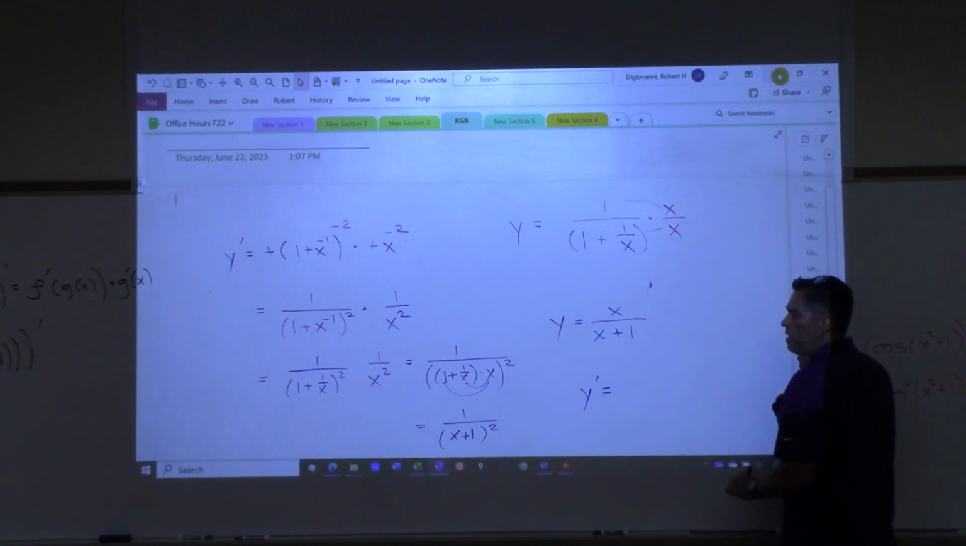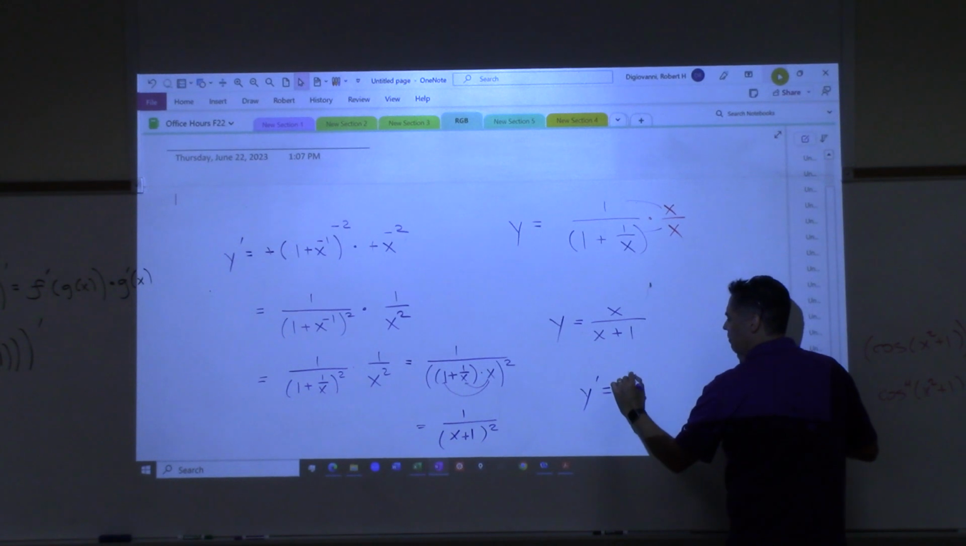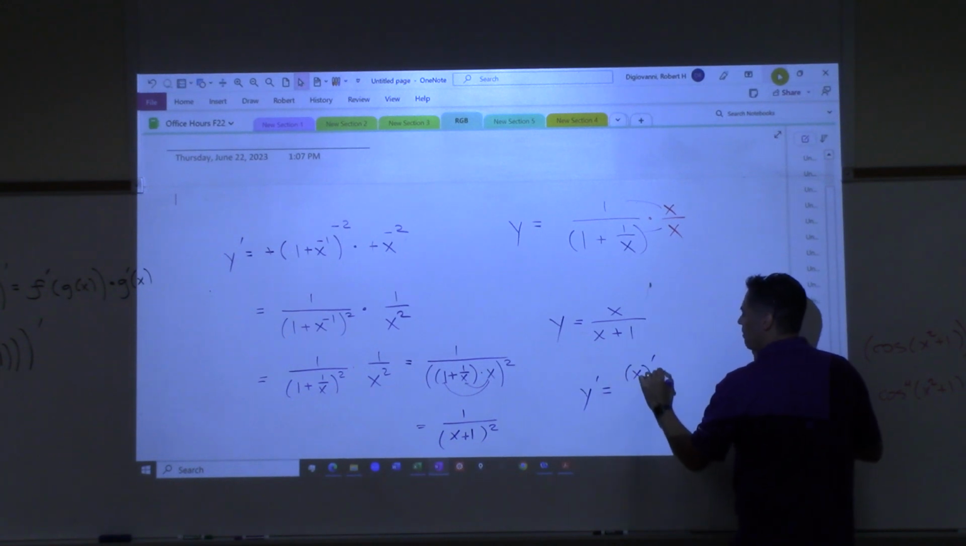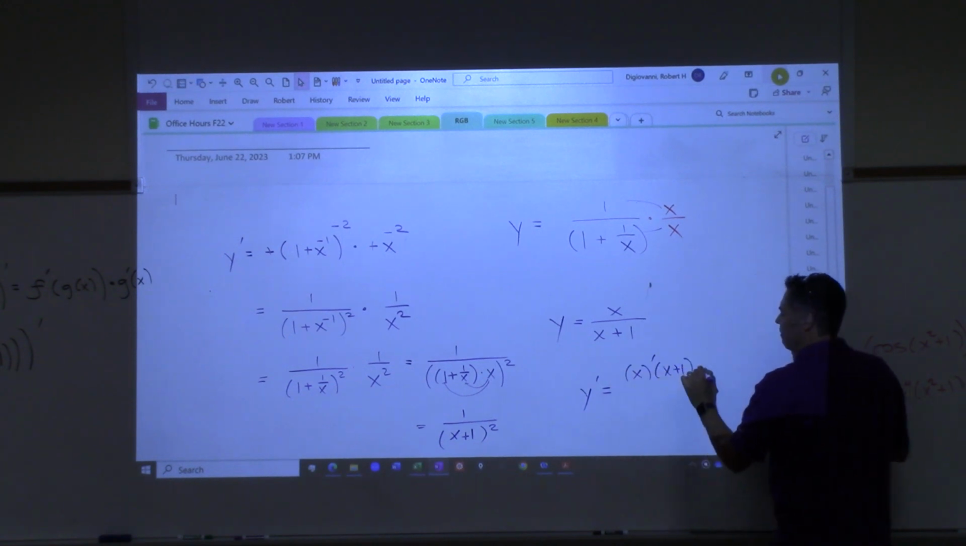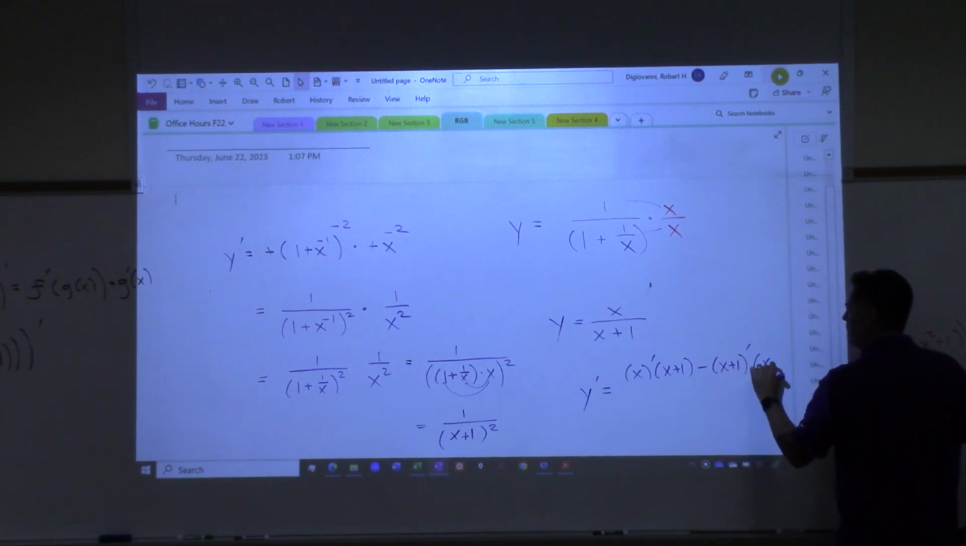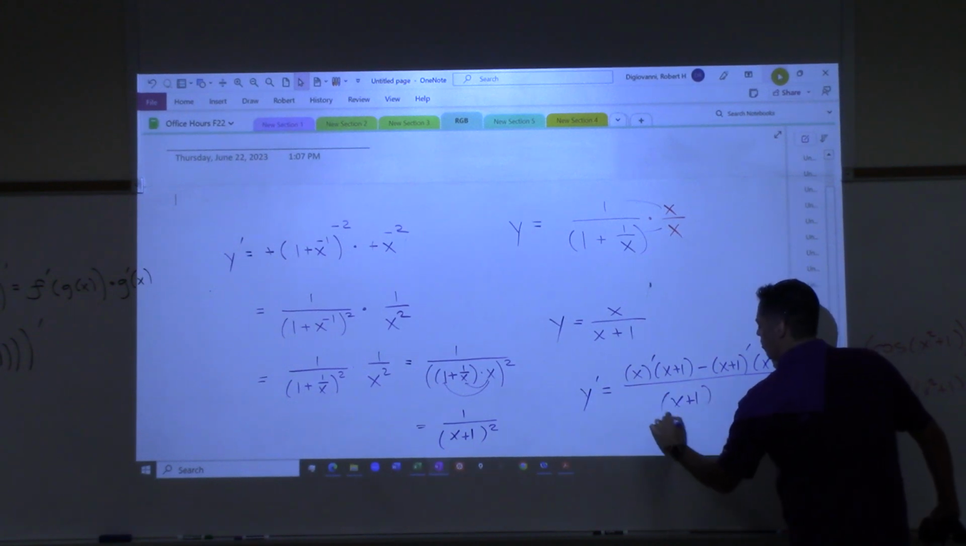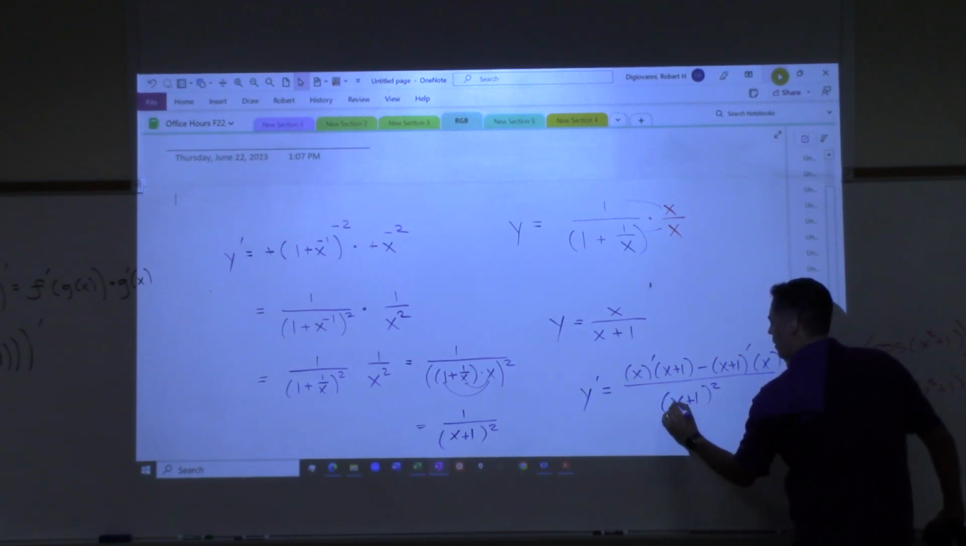Quotient rule says you take the derivative of the top. What's the derivative of the top? Well, let me do it. Derivative of the top times the bottom minus the derivative of the bottom times the top, all over the bottom squared, right?